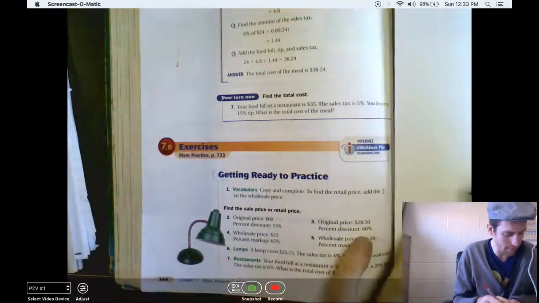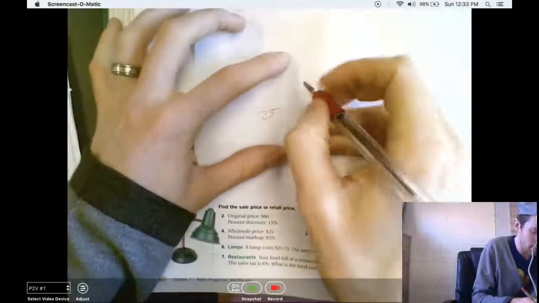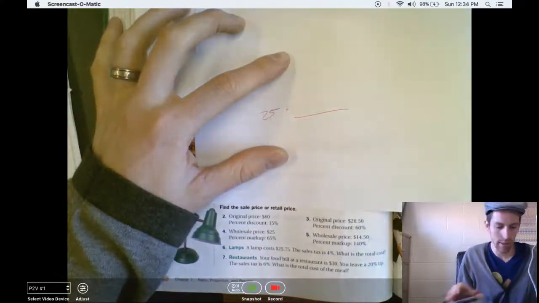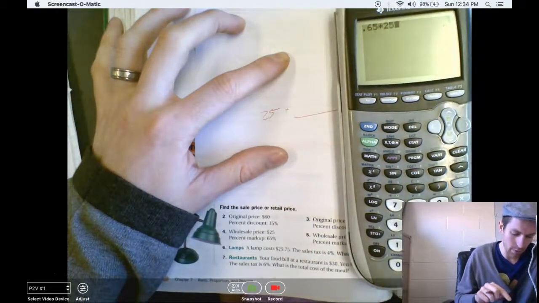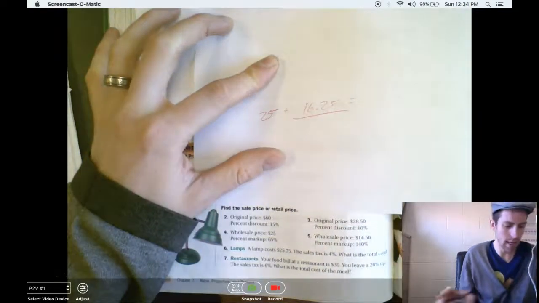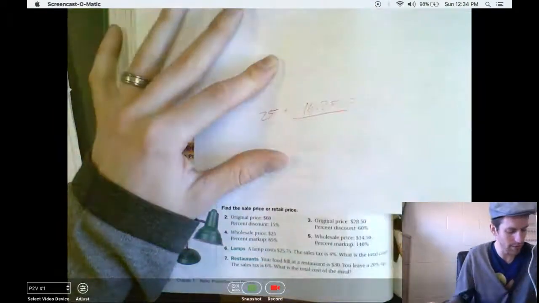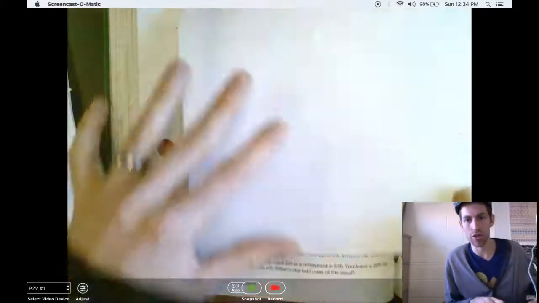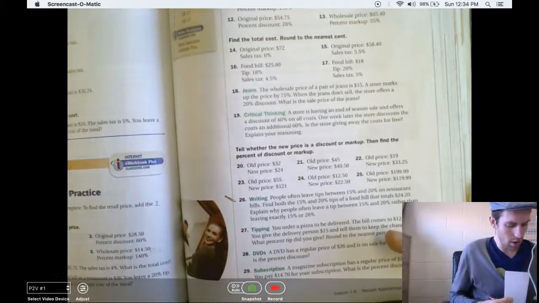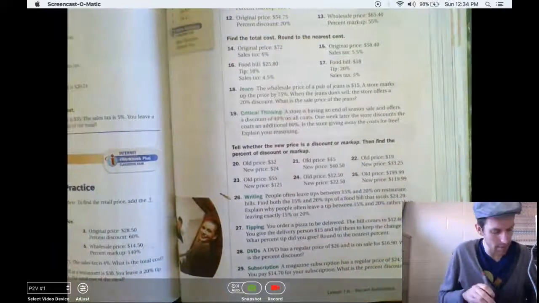So $25 plus whatever 65% of 25 is. Bust it out, 0.65 times 25, 16.25. All right, and we're going to add 25 on top of that. $41.25. That's the retail price. Going, gone. But there was one more. If we have time, I might even show you a word problem here.